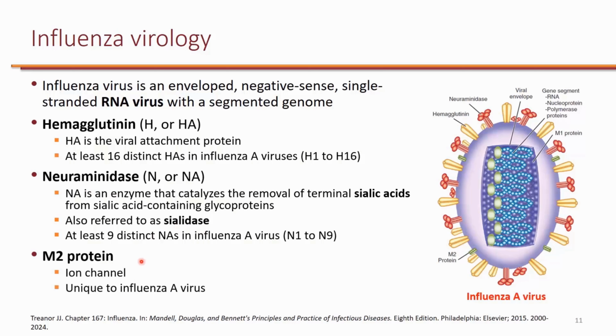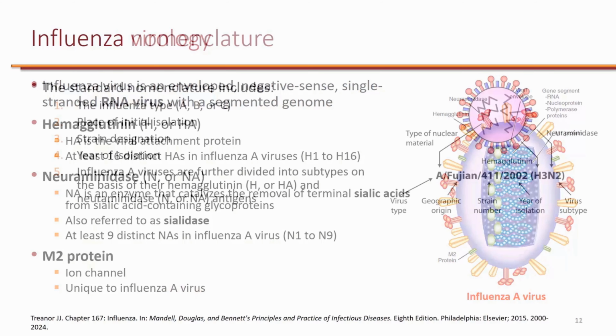Something that's specific to influenza A only is the M2 protein, which is basically an ion channel, which you can see here. This does not exist in influenza B.